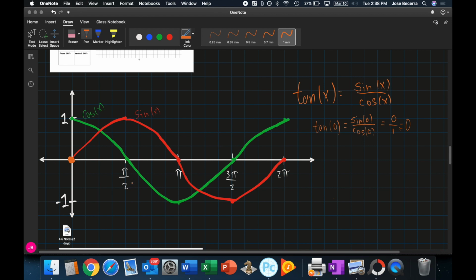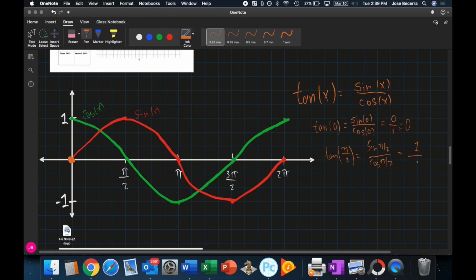Okay, if we have pi over 2, all right, so we're going to say, okay, tangent of pi over 2 is the same thing as the sine of pi over 2 divided by the cosine of pi over 2. And the sine of pi over 2 is what, ladies and gentlemen? Well, sine is red, so it's up here. Sine is the red one, so it will be 1. So sine of pi over 2 is 1. And then cosine is the green one, so cosine is going to be what?